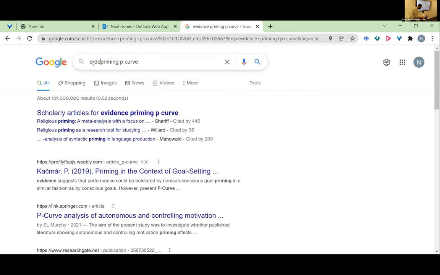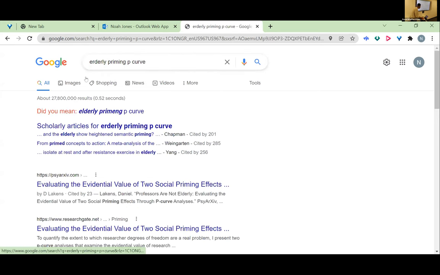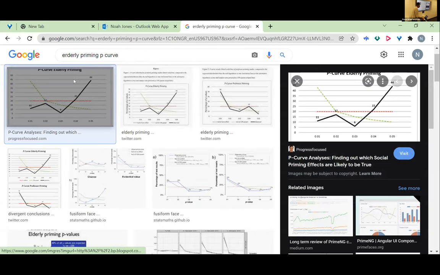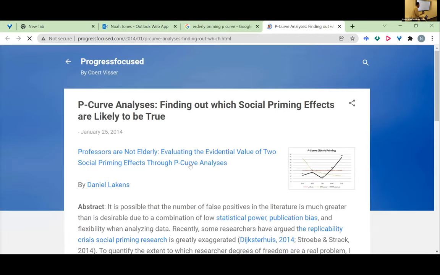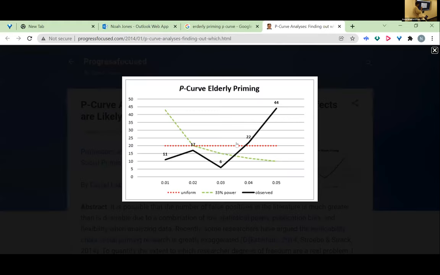I just wanted to give you an example of what p-hacking would look like, with elderly priming here. This is a clear case of something. If you see this after getting all these studies, it stands out as something that maybe should not be built off of. Maybe you don't want to conclude that this effect doesn't exist, but this provides one of many ways to help decide what to build off of and what not to.